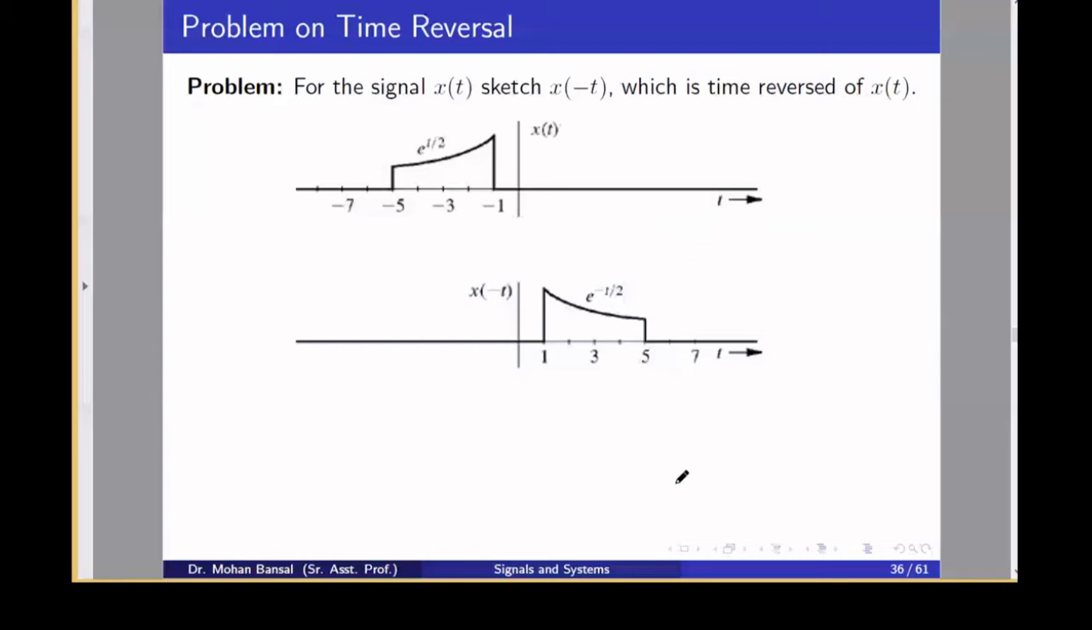This is one example of time reversal. This is the original signal. With time reversal, in place of -1 you will get 1, in place of -5 you will get 5, and you will join the signal like this. Previously it was e to the power t divided by 2. Now it is e to the power minus t divided by 2, because t is replaced by minus t.